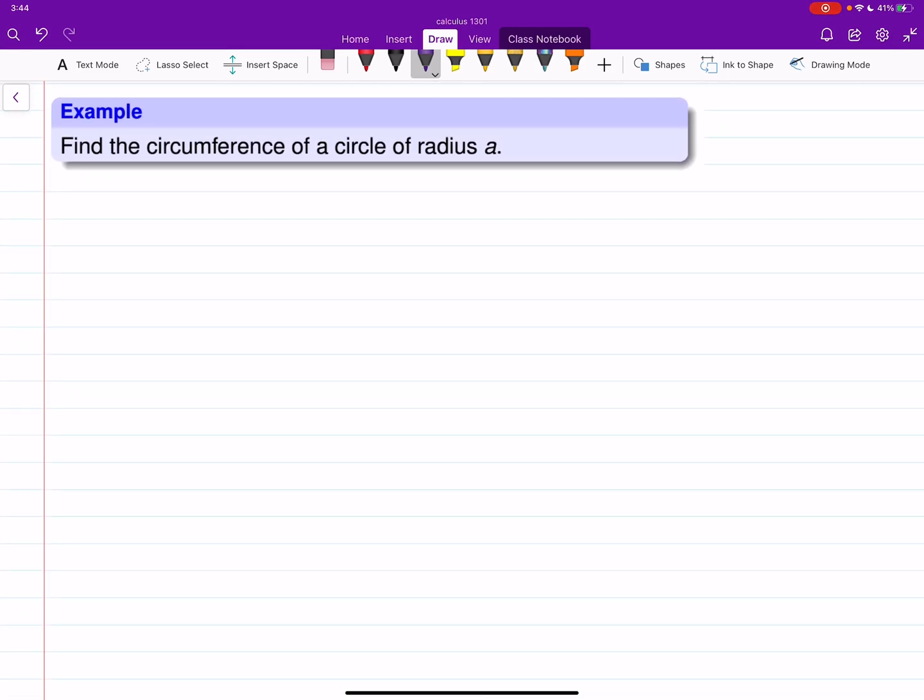Okay, let's do an example. Find the perimeter of the circle of radius a. I'll start with a parametrization: x is a cosine t, y is a sine t, and t here goes from 0 to 2 pi to go around the circle once.